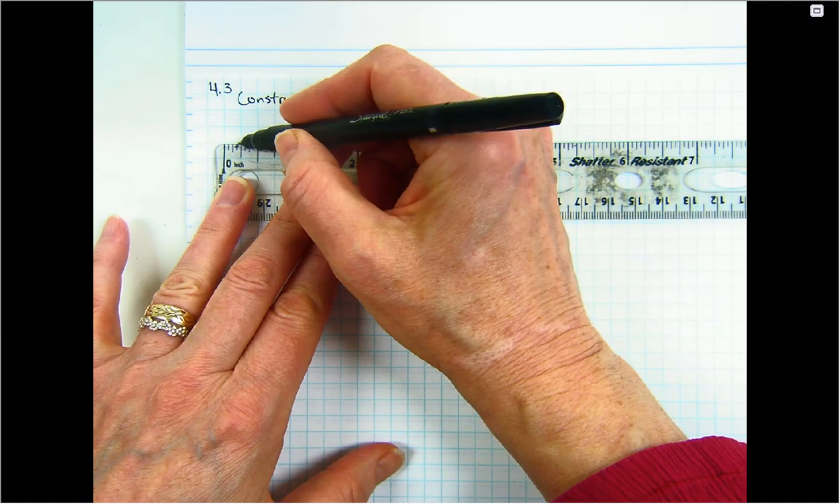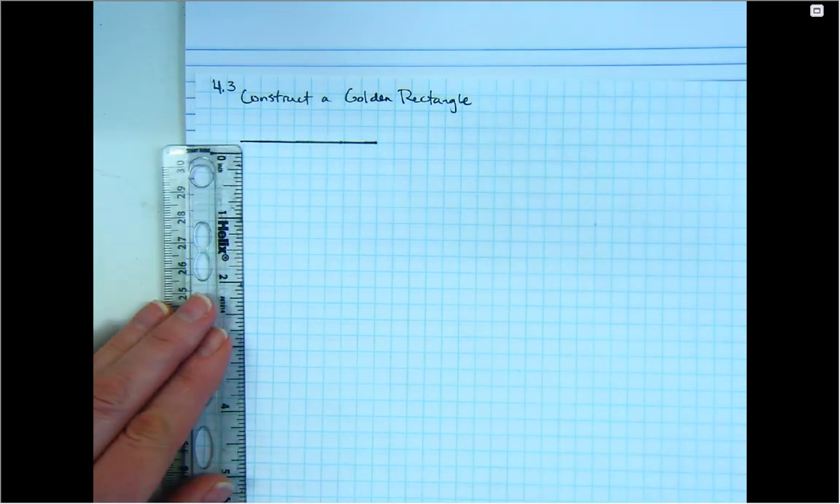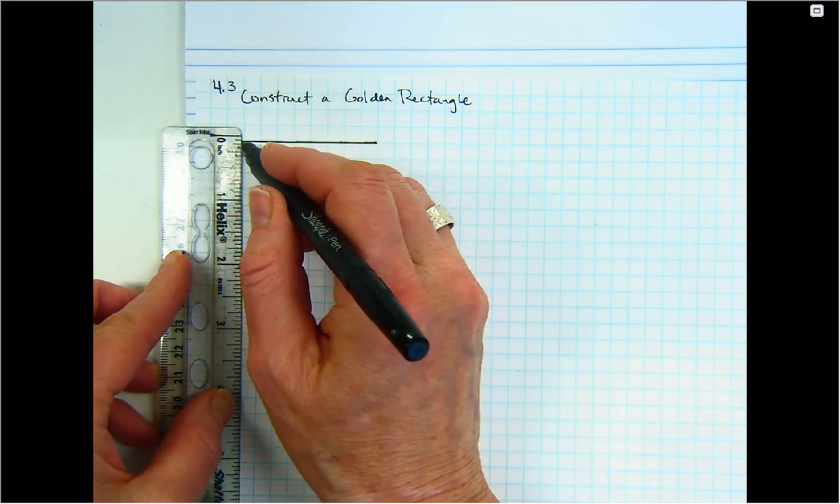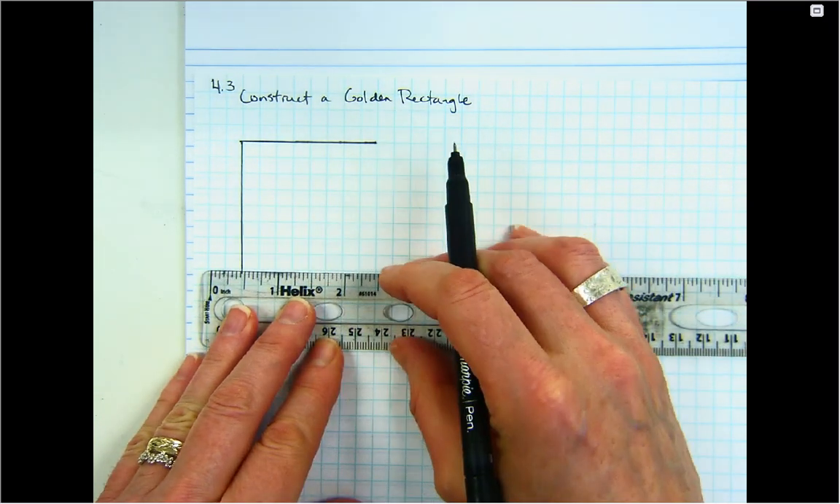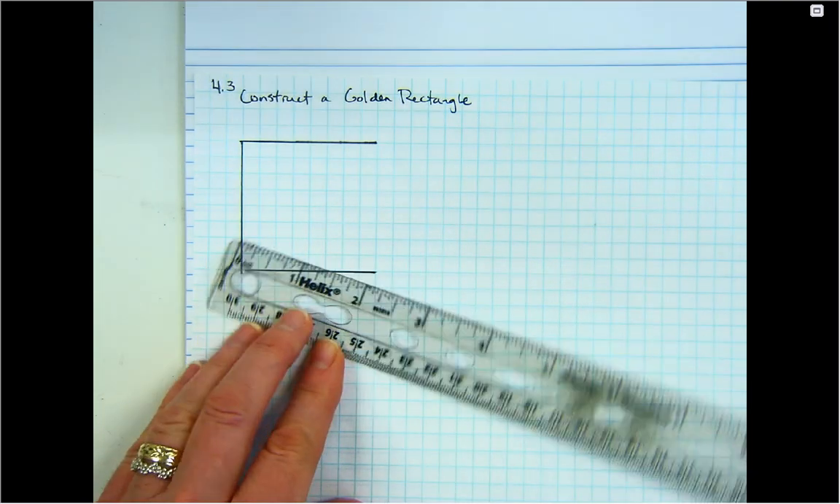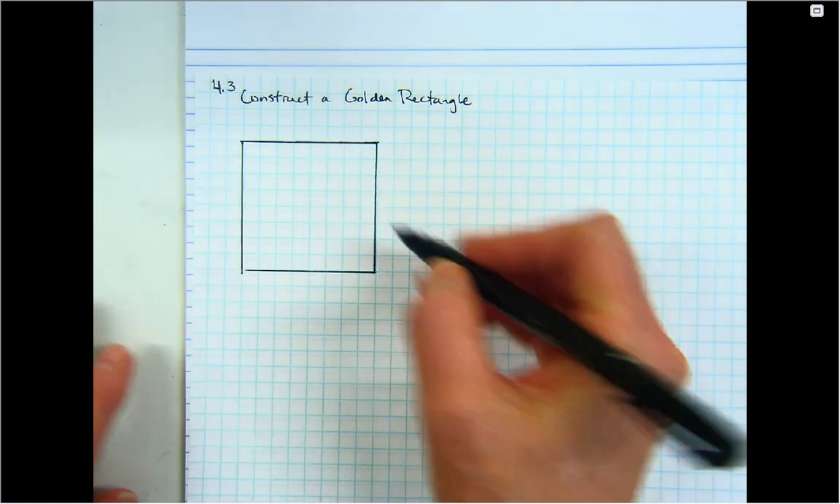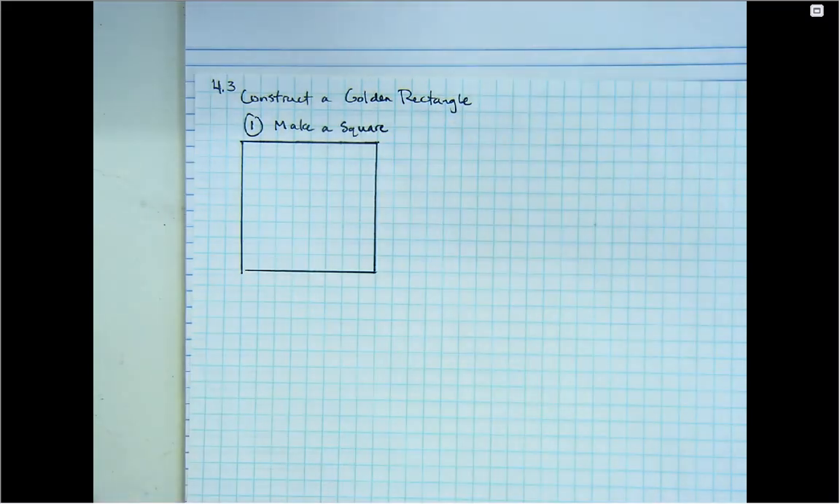So make a square. I'm going to make mine 8 by 8. You can make it 6 by 6 or 4 by 4. I suggest an even number. Mine's 8 by 8. So that's the first step. One, make a square. So number one, we all have to have a square to start with. An even number of units works best.